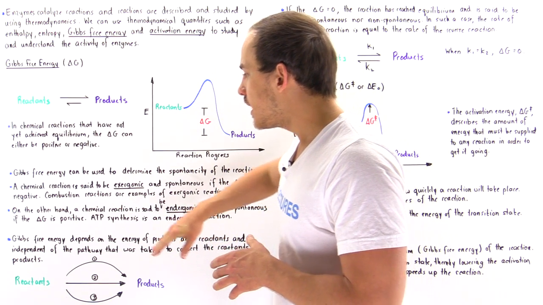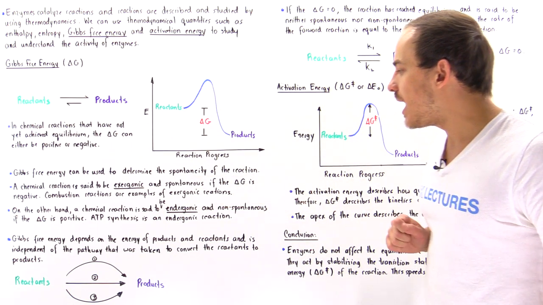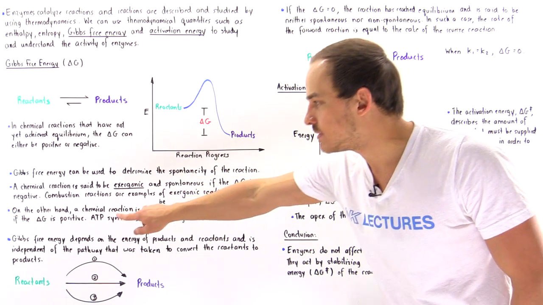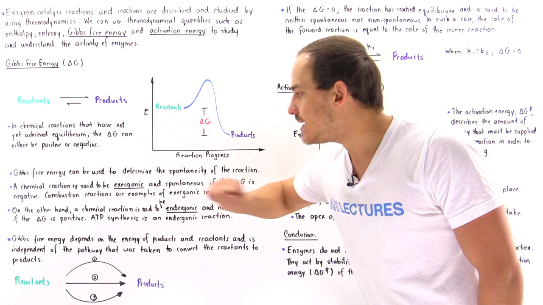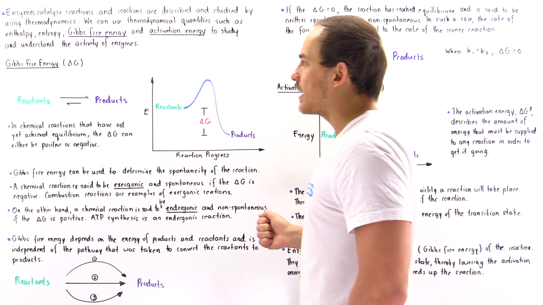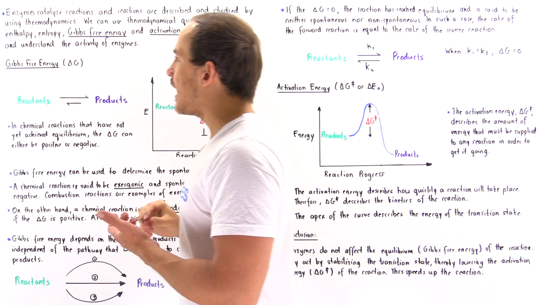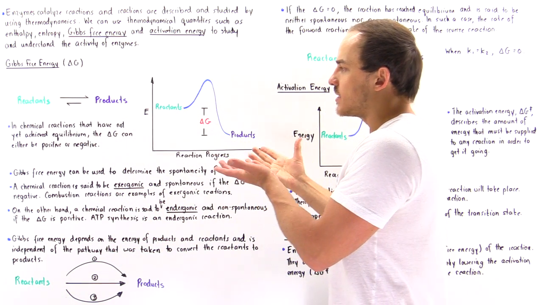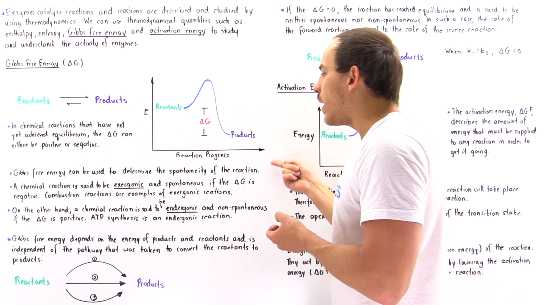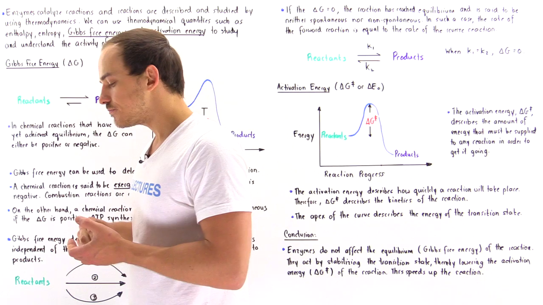So on the other hand, a chemical reaction is said to be endergonic and non-spontaneous if the delta G is positive, and ATP synthesis is an example of such an endergonic reaction. So we can see that if we know what the Gibbs free energy value is of some particular reaction, we know whether or not that reaction is actually spontaneous.